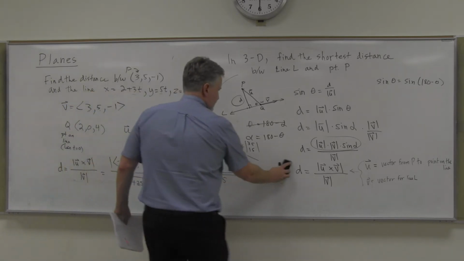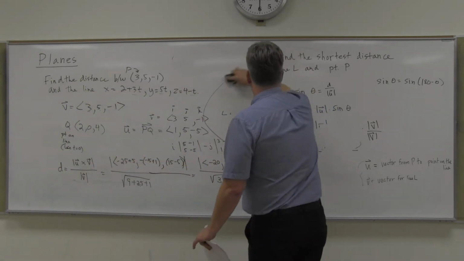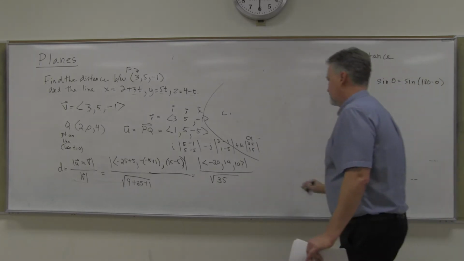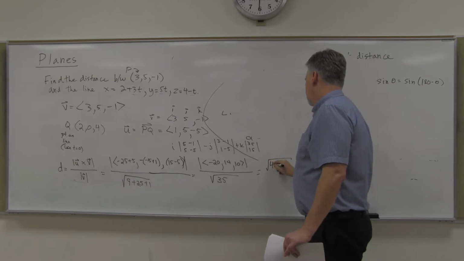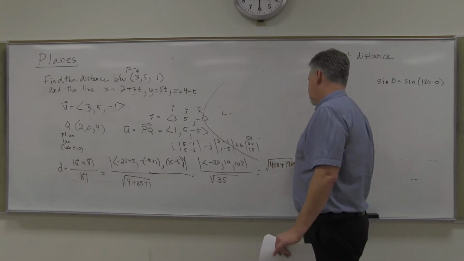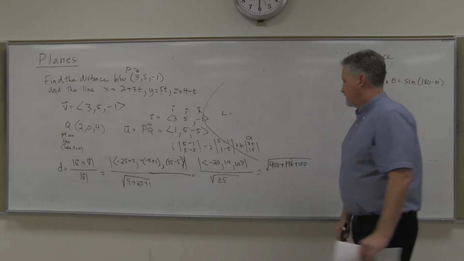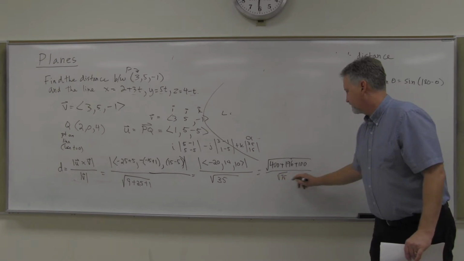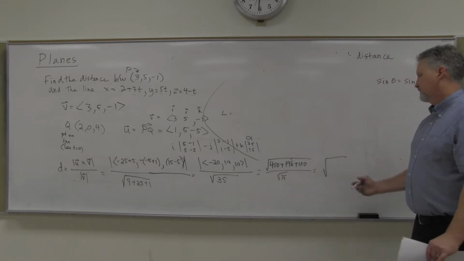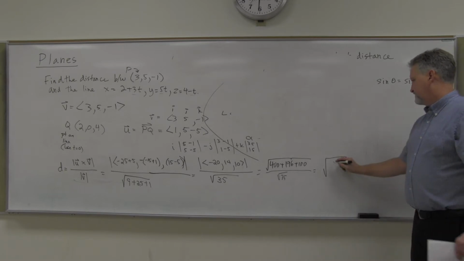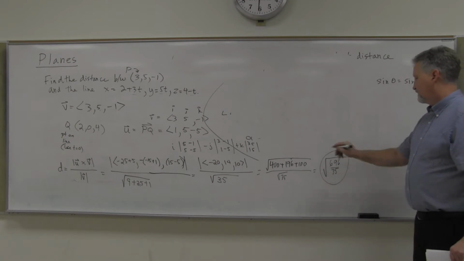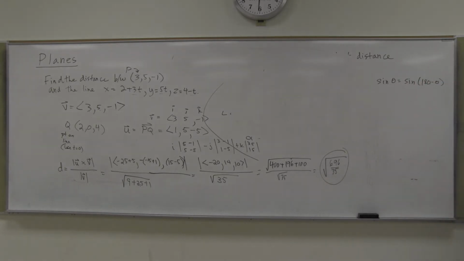So what do we get for the top here? Square root of 400 plus 196 plus 100. Square those all up. Does that sound right? Divide by the square root of 35. So let's just call it square root of 696 divided by 35. I don't think that reduces. Not too bad, right? The hardest part is that cross product.